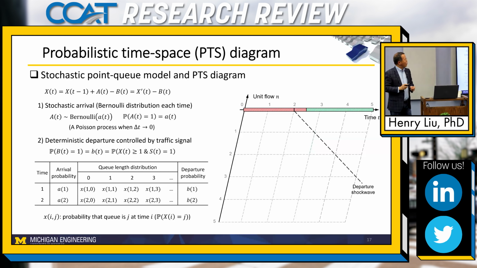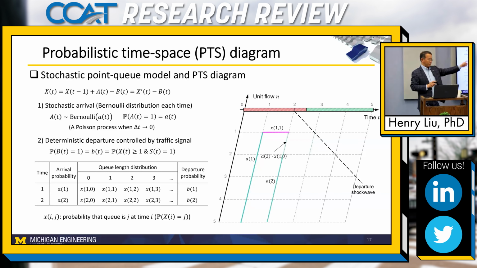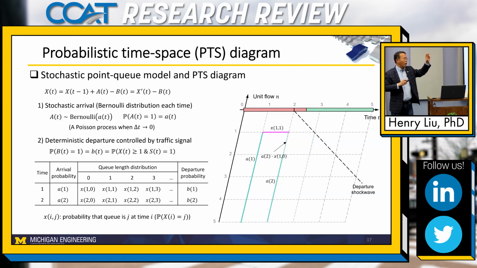Now with that, you can calculate for every trajectory, every segment in the time-space diagram, the probability. So that's how we connect our queuing model with the vehicle trajectories.